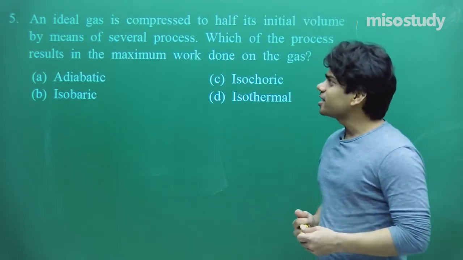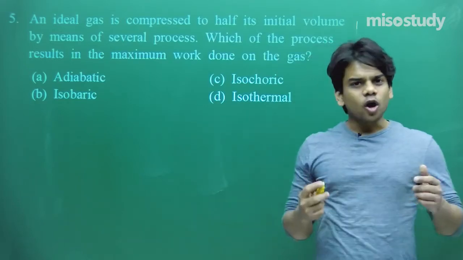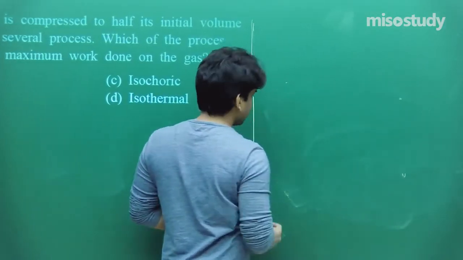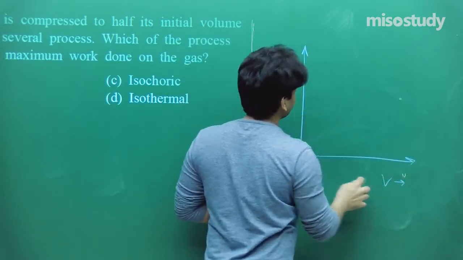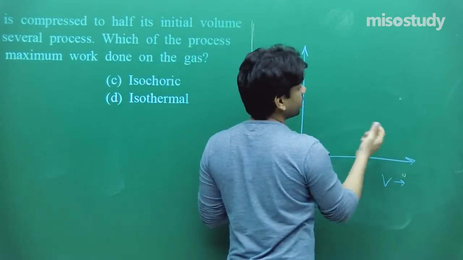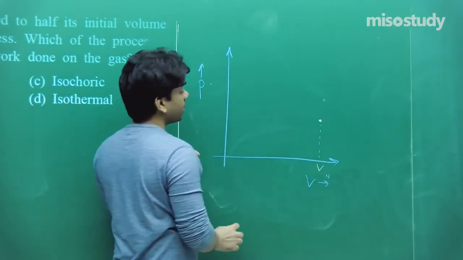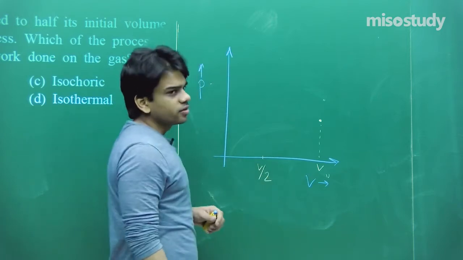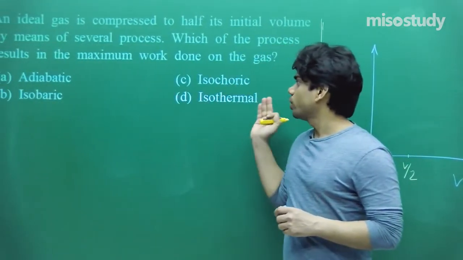You see here, it says that it's compressed from initial volume V to volume V by 2. Let's draw a curve for each of the processes on a PV diagram. So if I draw pressure on the Y axis and volume on the X axis, the initial volume is V and it's compressed to the final volume V by 2. Let's say this is V by 2. All four processes have gone through this, so let's draw the curves: adiabatic, isobaric, isochoric, isothermal.